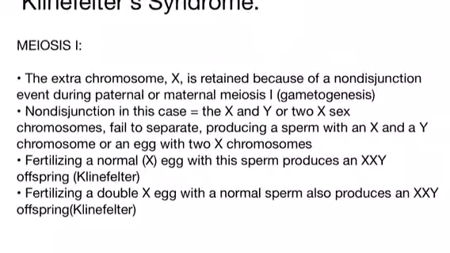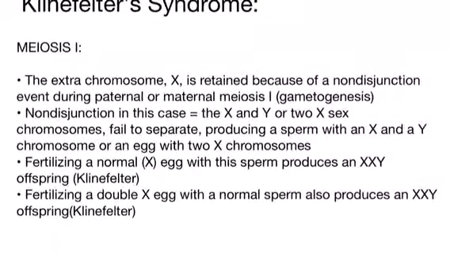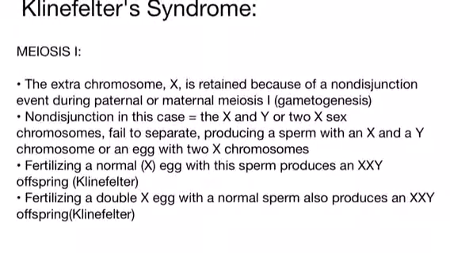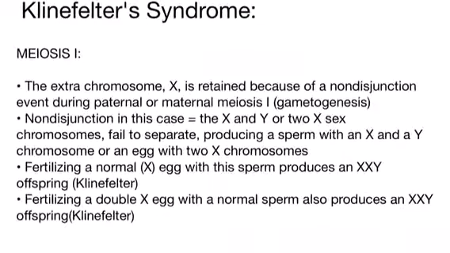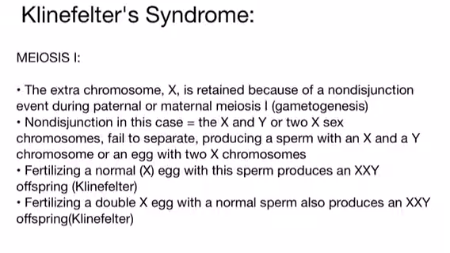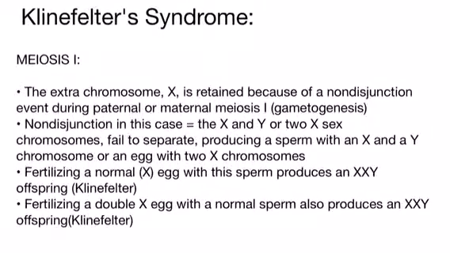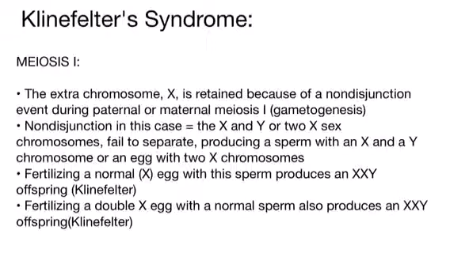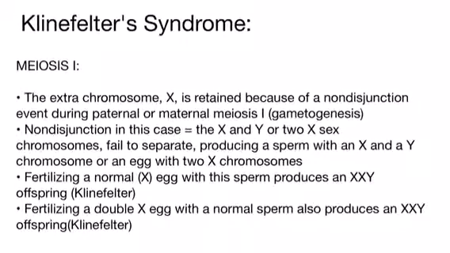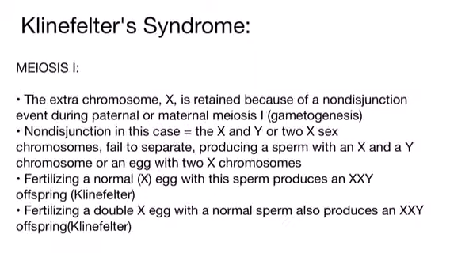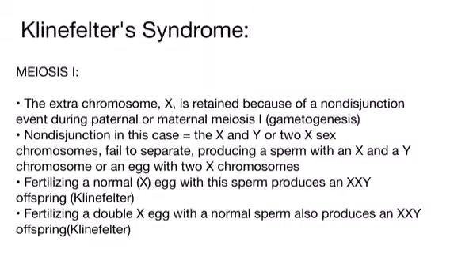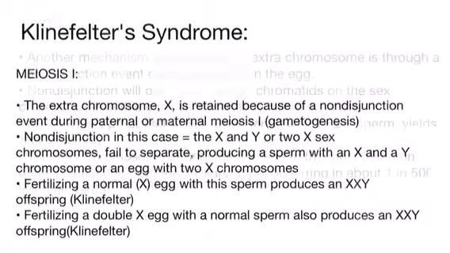So how would the abnormality occur in Klinefelter syndrome? Well, in meiosis 1, the X chromosome is an extra, which is retained because of a non-disjunction event during paternal or maternal meiosis 1, known as gametogenesis. Non-disjunction in this case occurs as the X and Y, or the two X sex chromosomes, fail to separate, producing a sperm with an X and a Y chromosome or an egg with two X chromosomes. Fertilizing a normal X egg with the sperm produces an XXY offspring known as Klinefelter syndrome. Fertilizing a double X egg with a normal sperm produces an XXY offspring, also known as Klinefelters.